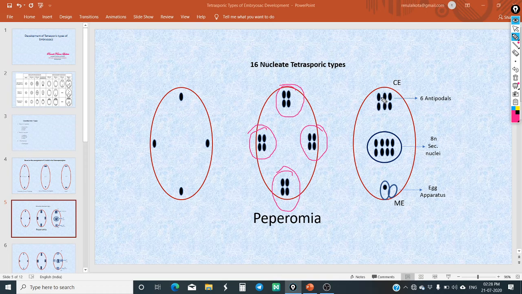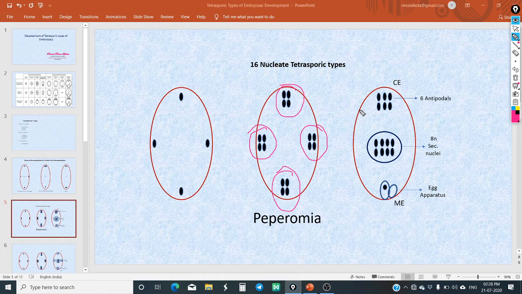Then, eight nuclei from all the ends move towards the center and they fuse together to form secondary polar nucleus, which is 8N in condition. That means all the 8 nuclei fuse together to form an octoploid secondary polar nucleus, and the remaining 6 nuclei move towards the chalazal end and they form the antipodals. These antipodals may degenerate either before fertilization or after fertilization.